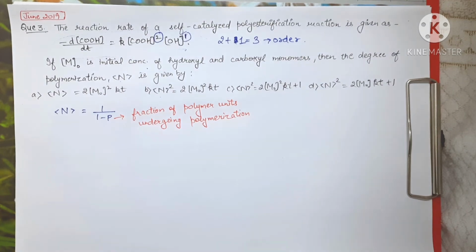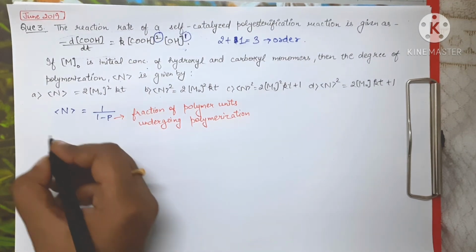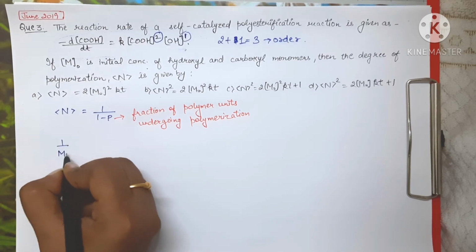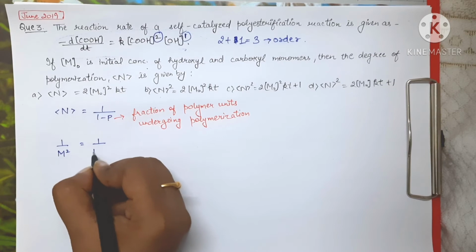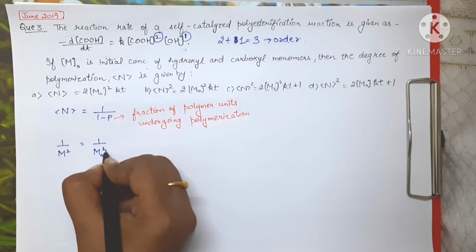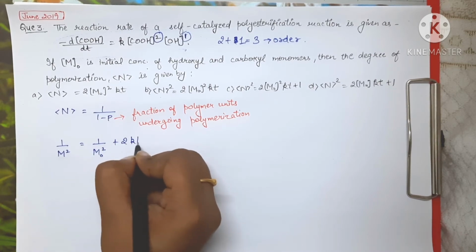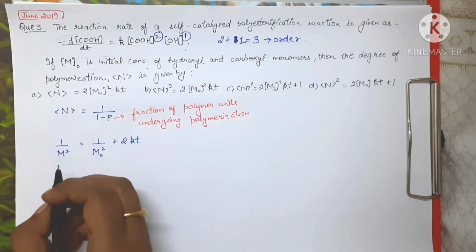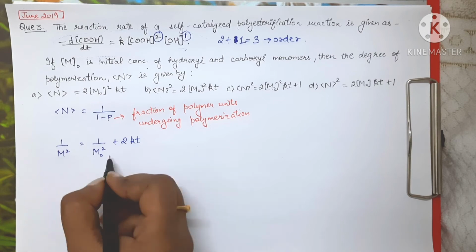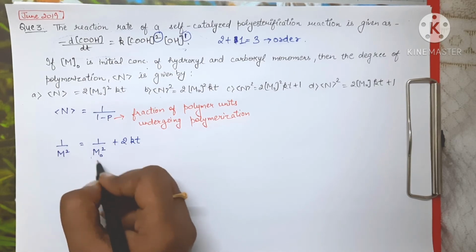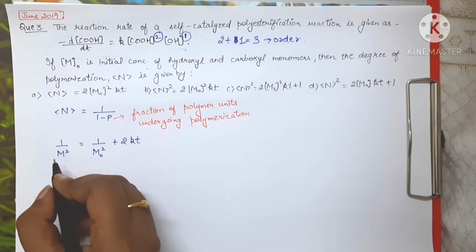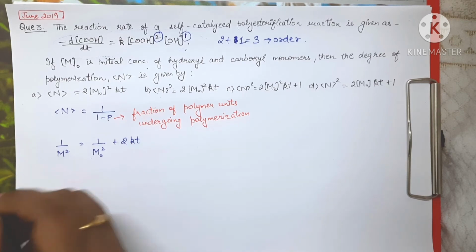So if the order of reaction is 3, then for a third order reaction we have the equation 1 upon m square is equal to 1 upon m naught square plus 2kt. This is the equation for a third order reaction. Now here m naught is the initial concentration of the monomer and m is the concentration of monomer which is left after the reaction after certain time t.